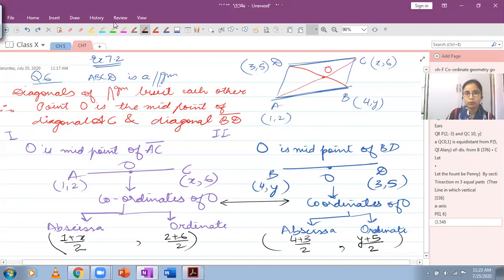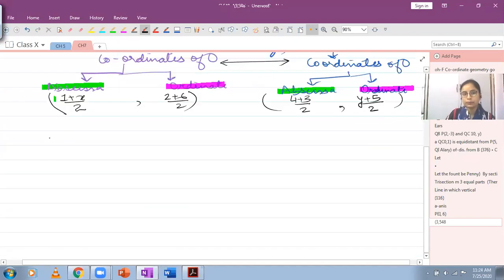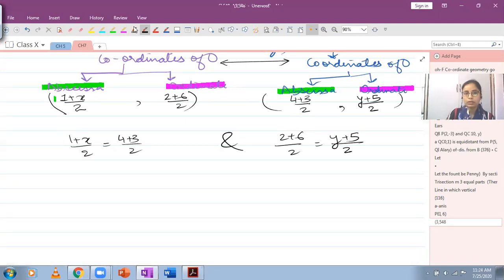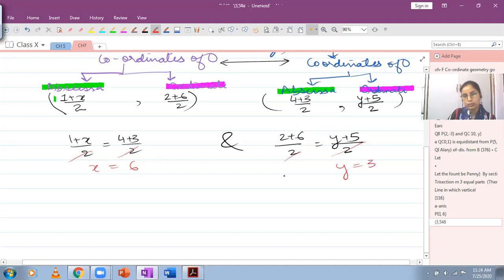So these values will be equal now. Abscissa will be equal to abscissa and the ordinate will be equal to ordinate, and you will get two equations. So 1 plus x by 2 should be equal to 4 plus 3 by 2 and 2 plus 6 by 2 should be equal to y plus 5 by 2. And you can just solve. The denominators get cancelled from here and you can simply solve: x equals 6 and over here y will be equal to 3. This is what we have.